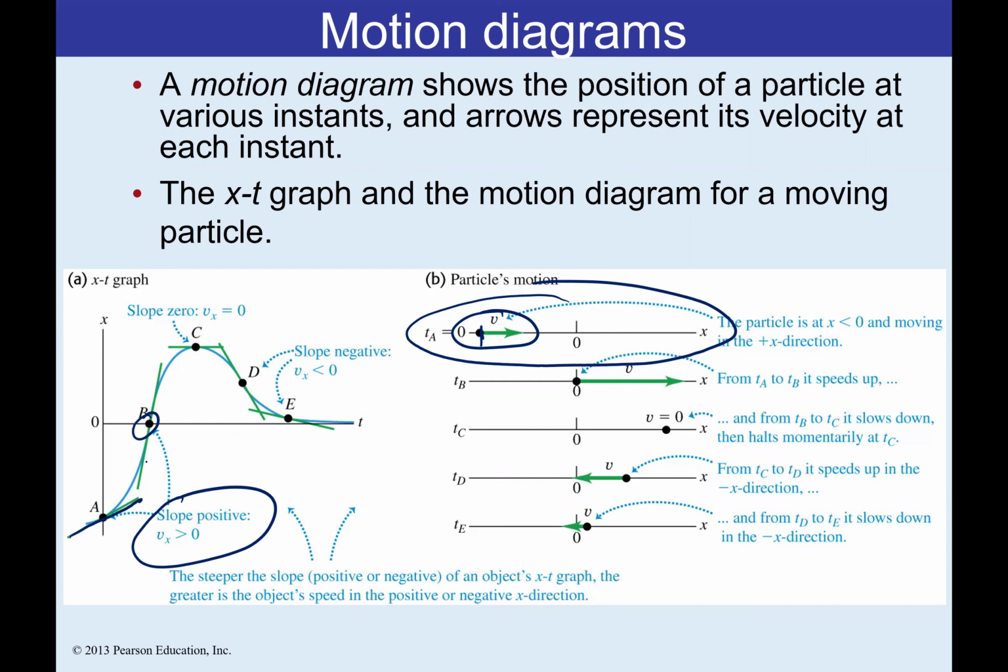Now let's say we get to point B. Point B here, you can see, is at the origin. That means we're going from point A to the origin. We're moving toward the origin. If I draw a tangent line at point B, I can see that my slope will again be positive. That means at point B, where x equals 0, we are still moving to the right. But the slope is steeper than at A, which means we are moving faster. The steeper the slope, the faster the speed.